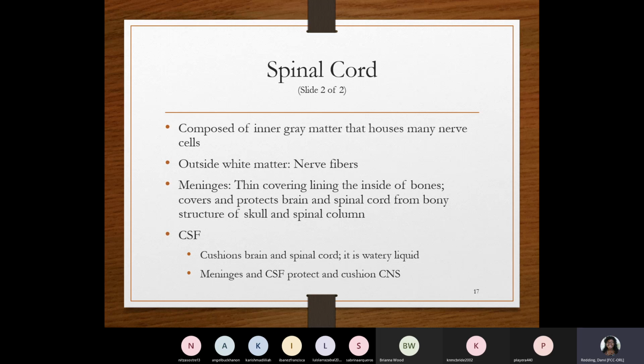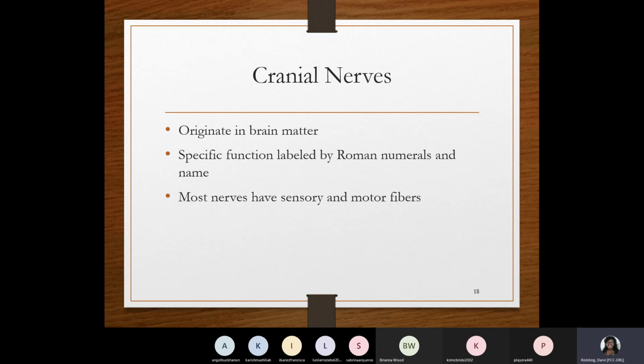The spinal cord is inside the vertebral column, and it serves as a path from the brain to the PNS. The vertebrae protect the spinal nerves. Within the vertebrae, there is an inner gray matter, which houses many nerve cells, and then you have the outer white matter, which contains the nerve fibers, which I went over earlier. As we learned about the spinal cord and how it connects to the brain, we're next going to learn about the cranial nerves.